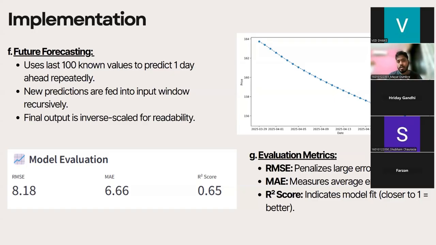To assess how well our model performed, we use three metrics. First, RMSE, root mean square error. Our RMSE score was 8.18, indicating a moderate average error magnitude. Talking about the mean absolute error, that is MAE, at a 6.66 score, this tells us that the average error per prediction is quite low. Talking about the R square score, with a score of 0.65, the model explains 65% of the variance in the stock prices, which is a respectable figure given the volatility in the financial data.